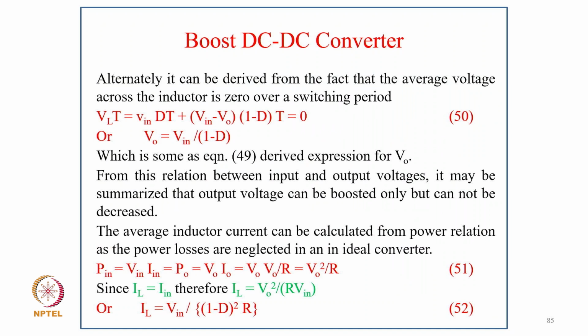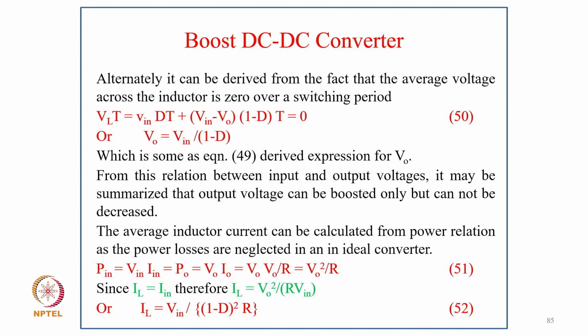Now, alternately, it can be derived from the fact that the average voltage across the inductor is 0 over a period. So, VL over the on period, Vin into DT, plus (Vin minus VO) into (1 minus D) T equal to 0, or this becomes VO equal to Vin upon (1 minus D). So, this is the same as the previous equation derived for the output voltage. From this relation between input and output voltage, it may be summarized that the output voltage can be boosted only but cannot be decreased.